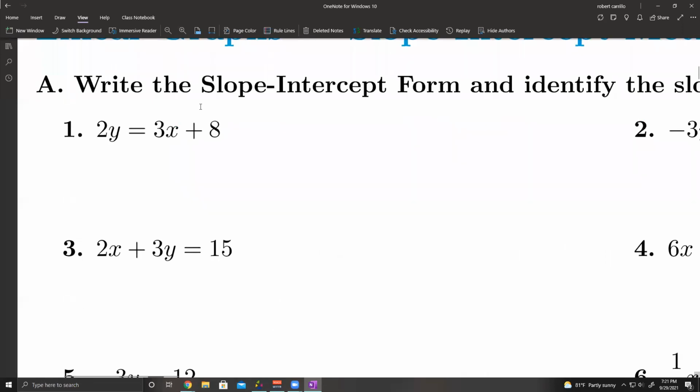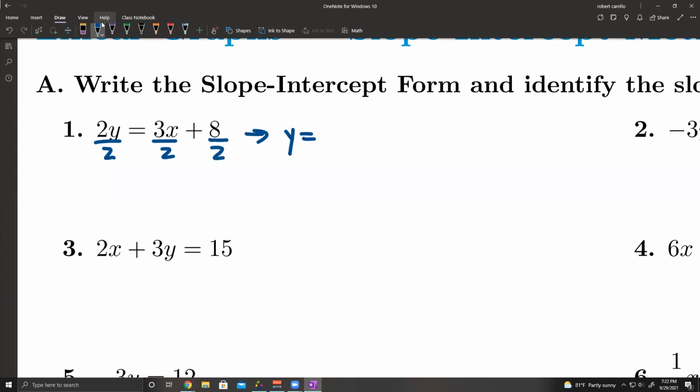So number one, in order to put it into slope-intercept form, you are going to solve for y on every single problem. Our goal is to solve for y. Number one says 2y equals 3x plus 8. If I wanted to solve for y, I would divide everything by what number? Yep, 2. Divide by 2, and we get y equals 3 halves x plus 4. There's our slope-intercept form.